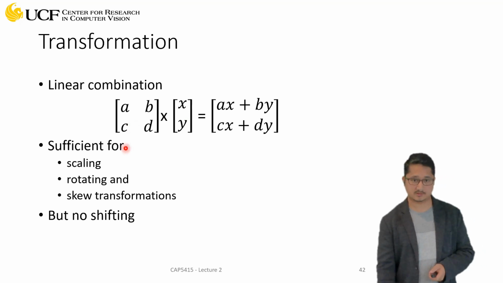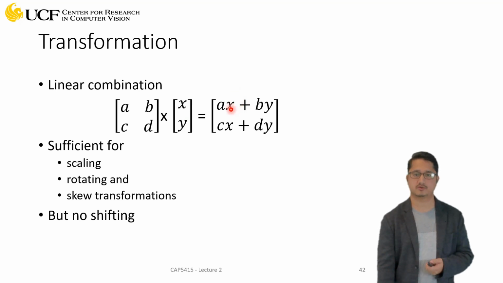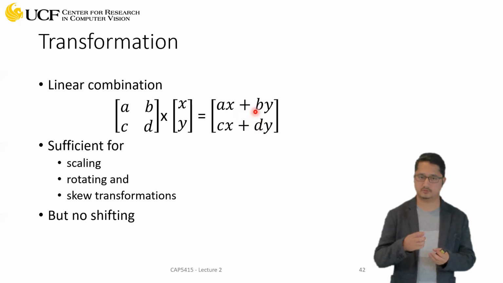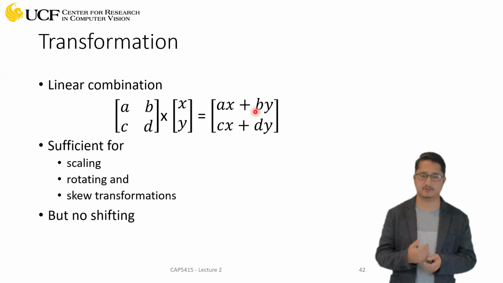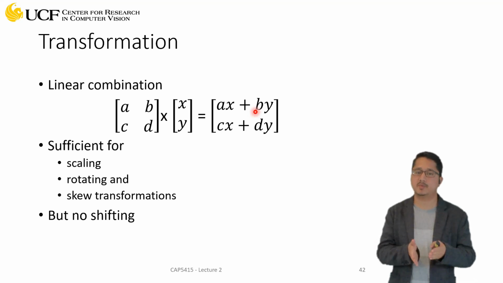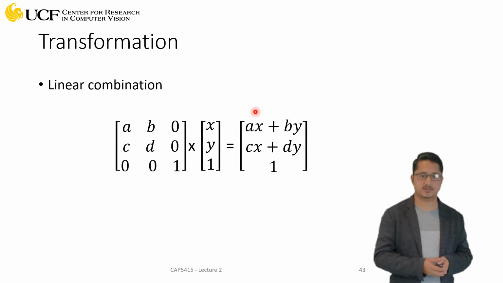Okay, we are not seeing shifting because if you look at the final values of the coordinates, they are still a linear combination of your original values. So it's again relative to whatever you had earlier. So you're not actually performing any shifting. Shifting will be something that is independent of the original values. Okay, so let's see how we can perform shifting.